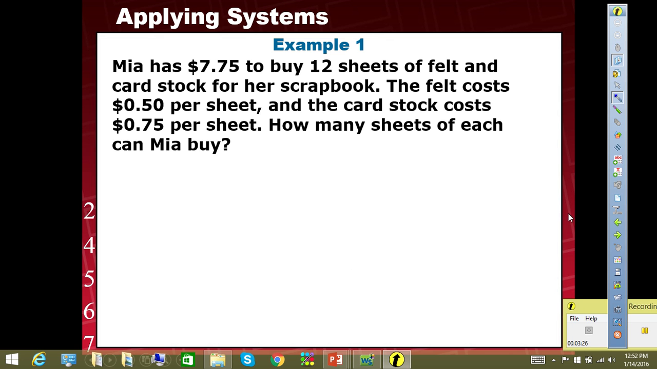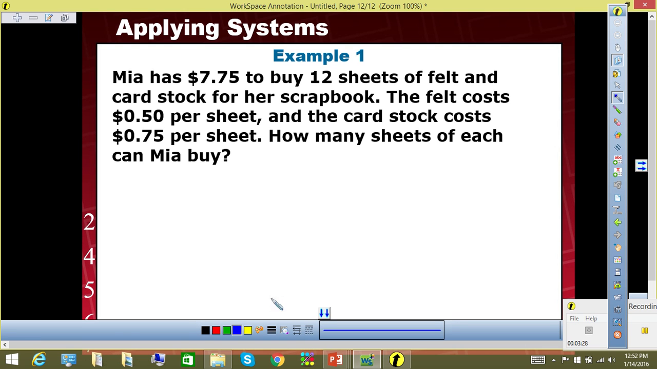So step 1 for our problem-solving strategy is to read it at least twice and underline key information. The very first thing I see here that I need to underline is the money. She has $7.75, and the felt costs 50 cents per sheet, and the cardstock costs 75 cents per sheet. Okay?